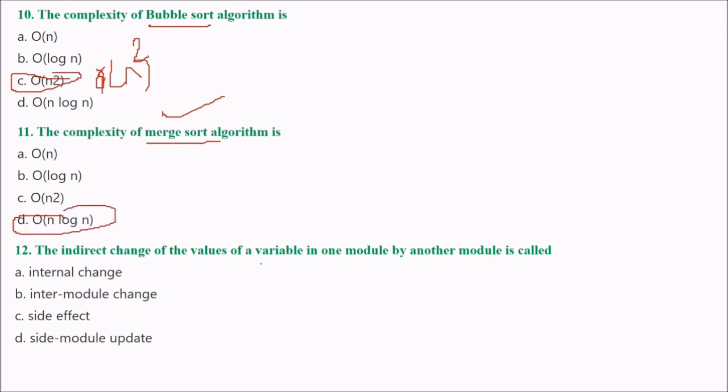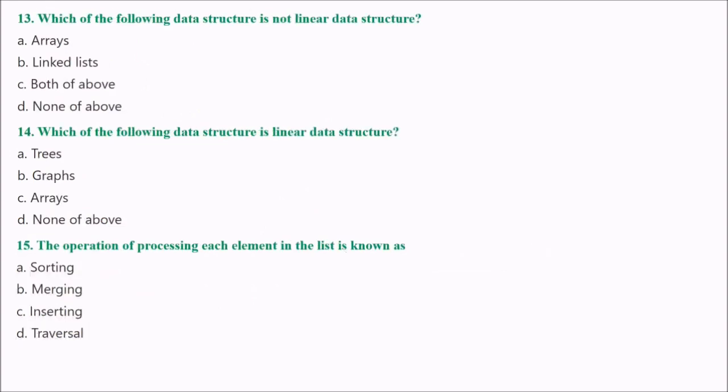The indirect change of the values of a variable in one module by another module is called what? The answer is the side effect. This is side effect.